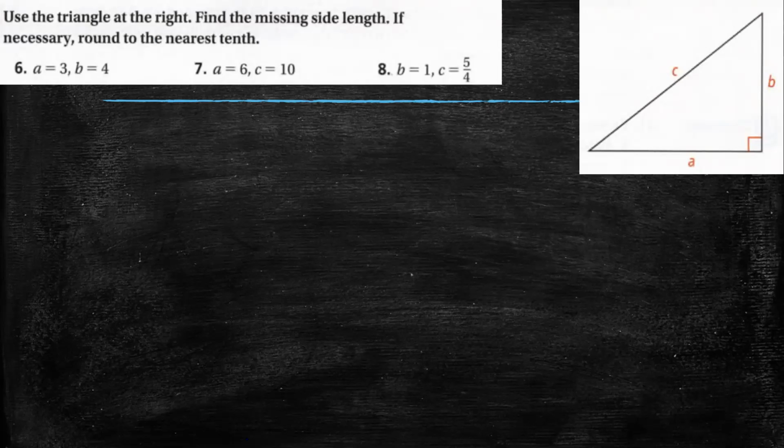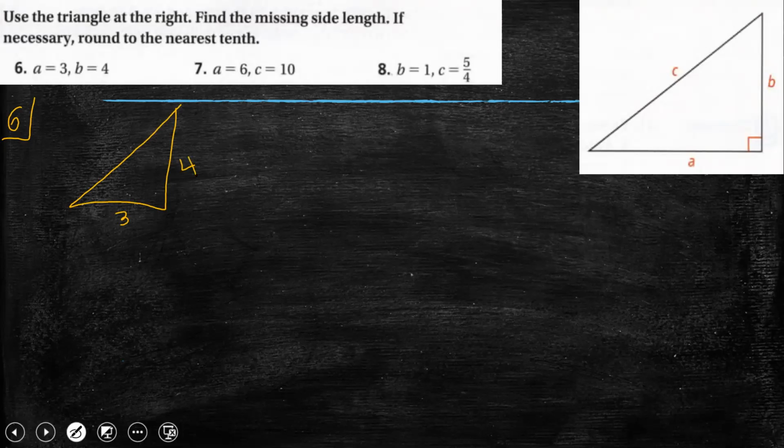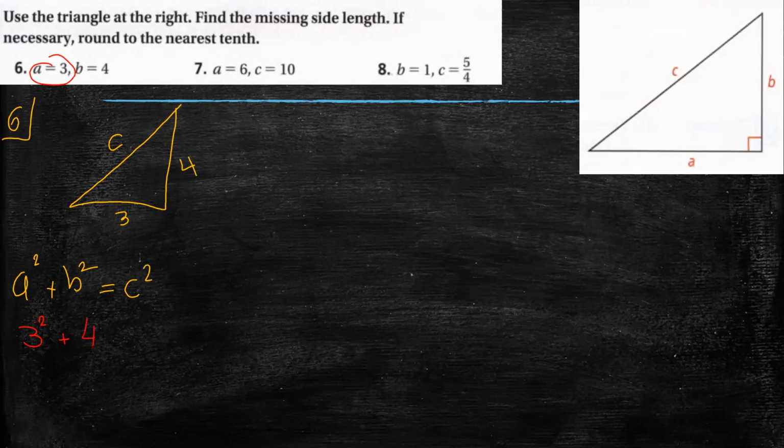In number 6, if A is 3 and B is 4 and you need to find C, we said A squared plus B squared equals C squared. Where is A? It's the 3. Where is B? It is 4. Is it right? Yes. Equals C squared.